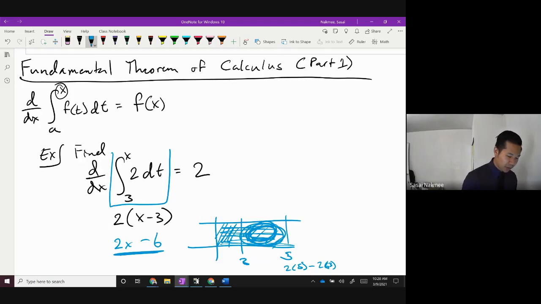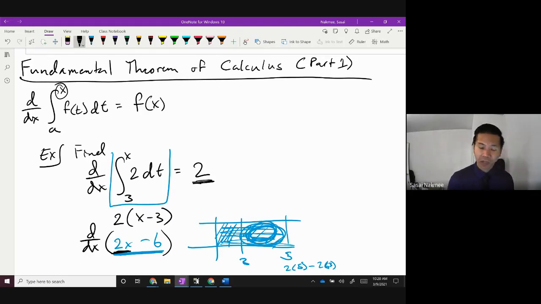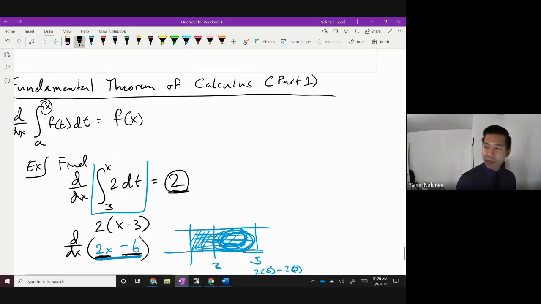So this right here represents that integral. If I take the derivative of this integral, this is the part that comes out weird. If I take the derivative of this with respect to x, the derivative of 2x is just 2. The derivative of negative 6 is just 0. So the derivative of this integral just takes you back to where you are. And it doesn't just work for this one. It works for any function you can write out.